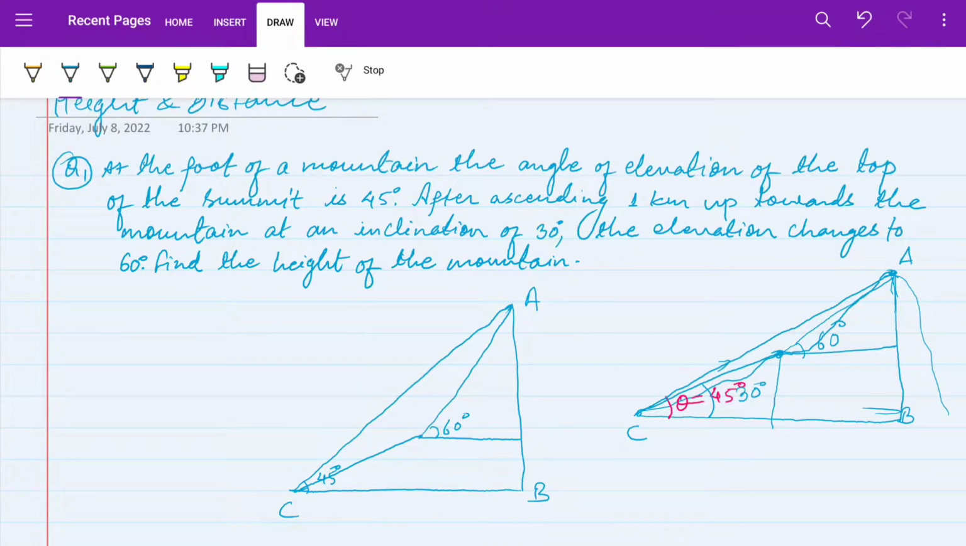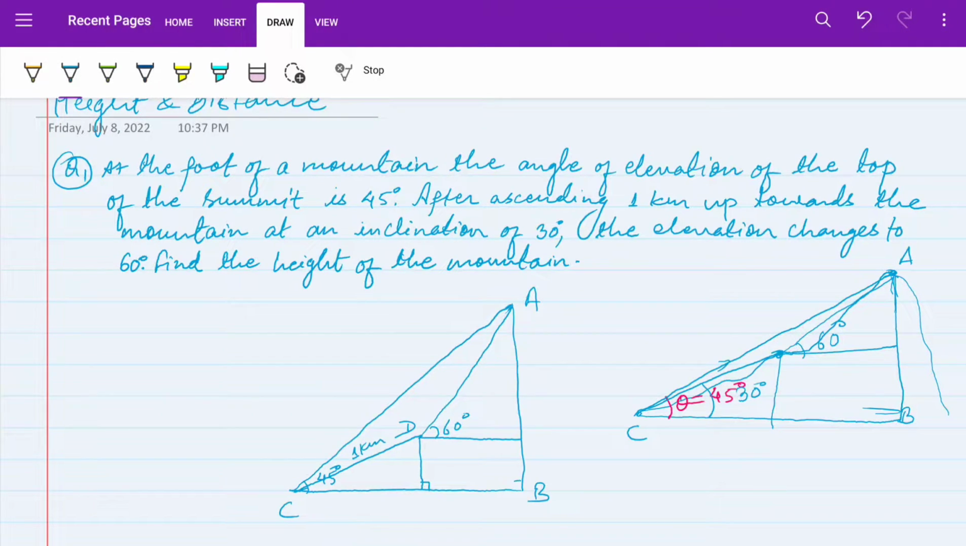So initially when you observe the top of the mountain, the angle of elevation of the top is 45 degrees. Now you moved 1 kilometer, so let's name it D here. So this CD is 1 kilometer here. So from this point you stopped here and you observe the top of the mountain again, and you found that the angle of elevation changes from 45 to 60 degrees. Now the question is asking us to find the height of the mountain here. So let's continue with this. So let's draw another line here.